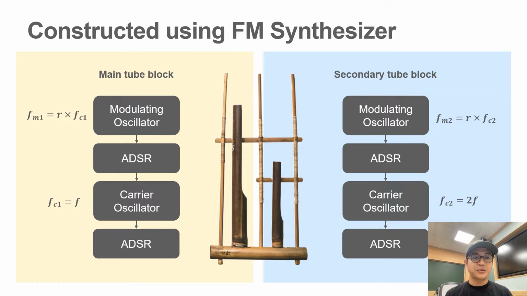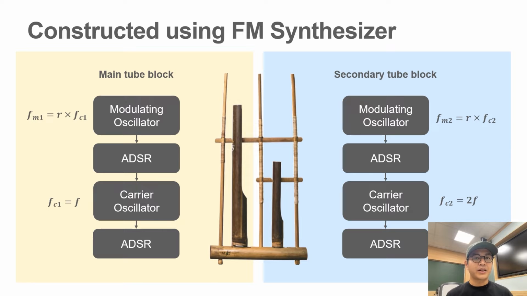Angklung has 2 main parts. The first one is the main tube and the second is the secondary tube. The main tube will play the bass frequency of the note, and then the secondary tube plays a note 1 octave higher than the main tube. So the frequency of the secondary tube is twice as high as the main tube.